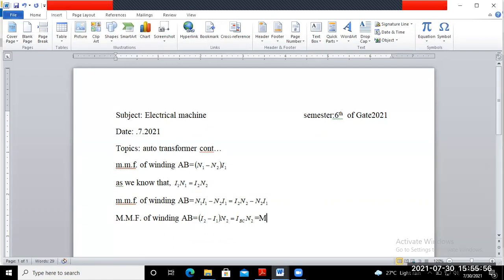This one is the MMF of winding BC. That means the MMF of winding AB and BC are equal. So transformer action takes place between the winding AB and BC. So you simply write here: the transformer action takes place between winding AB and winding BC.